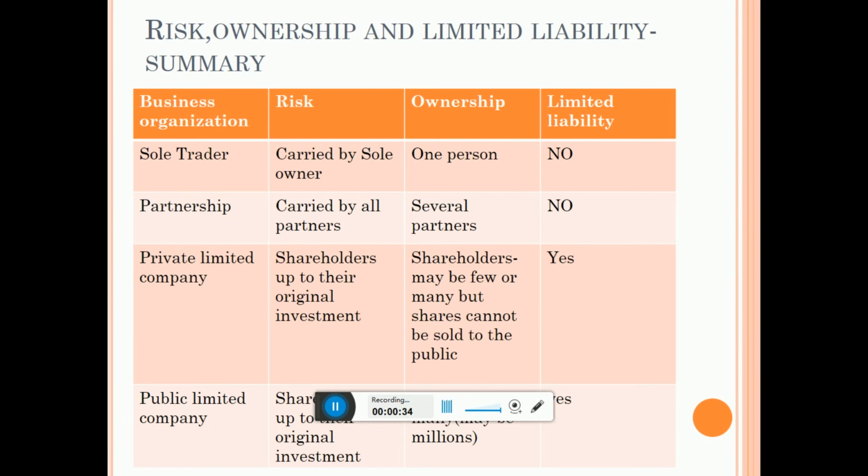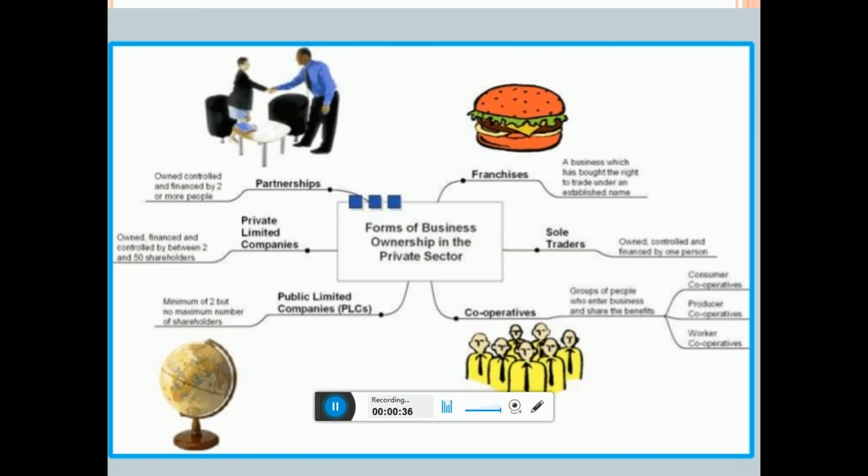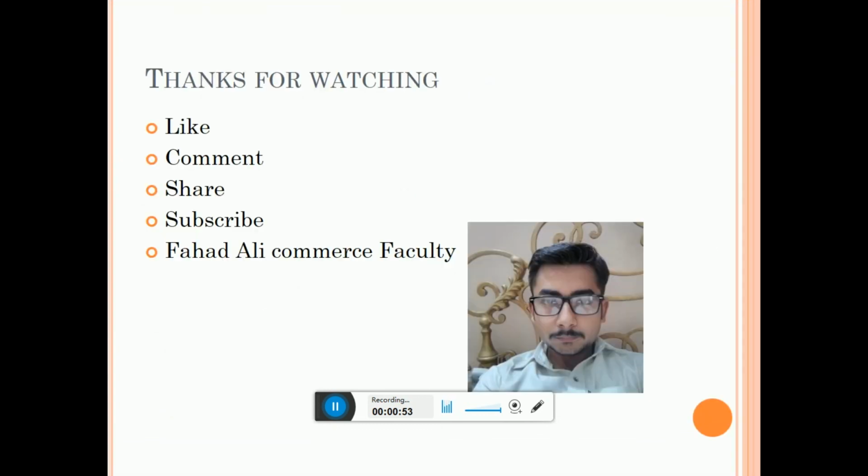Then after this we have the summary. As you can go through the summary, we have partnership, public limited company, private limited company, franchise, sole trader, but ignore the cooperatives part, that is not in the O-level syllabus. This is an additional thing in the picture. Except this, everything is fine.